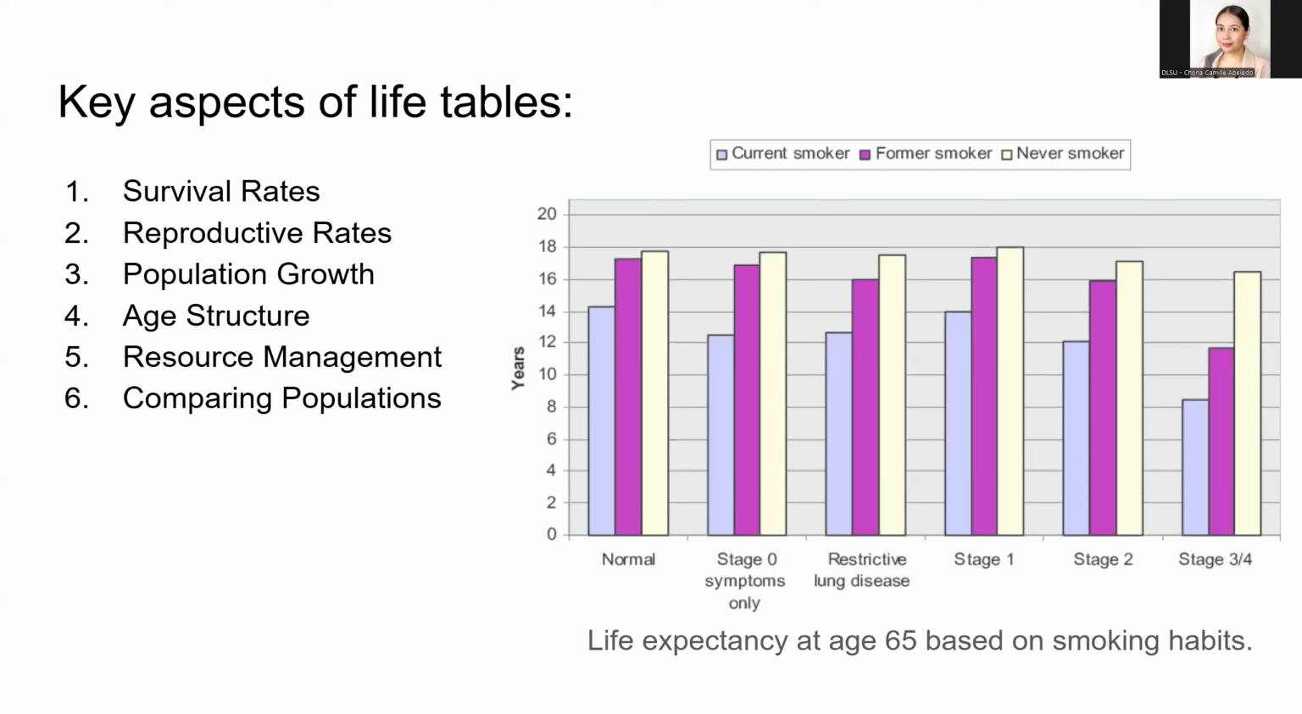And then, of course, we can use life tables as a means to compare the life history of different populations. Like, bakit parang mas mabilis ang growth rate ng urban cities, ng urban locations kesa sa rural locations? Bakit parang mas vulnerable sa pandemic ang Metro Manila kung i-compare natin sa Metro Cebu? So lahat yan pwede nating masagot using life tables.